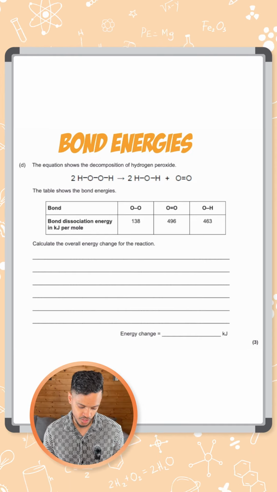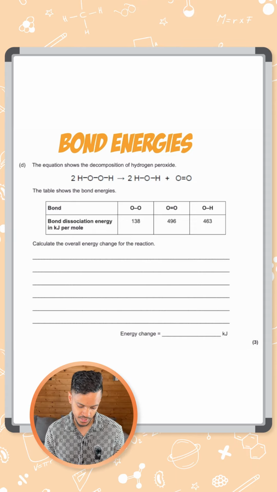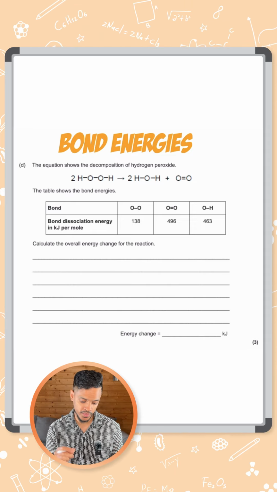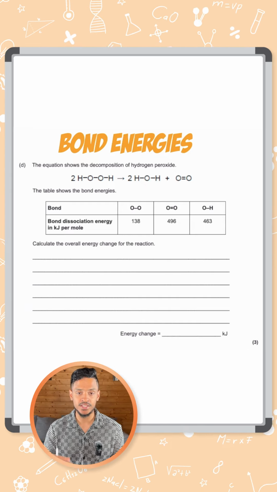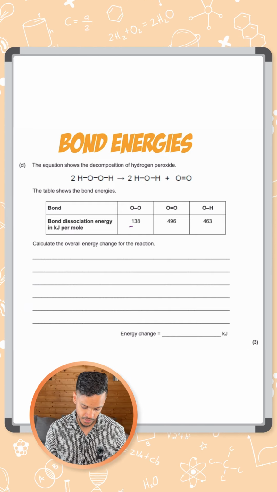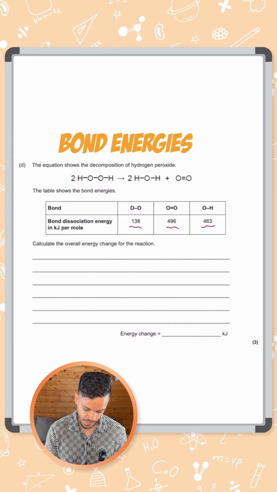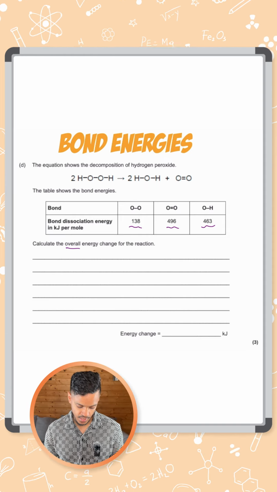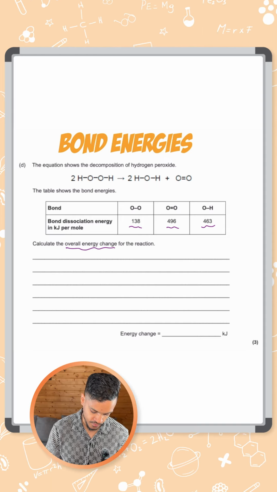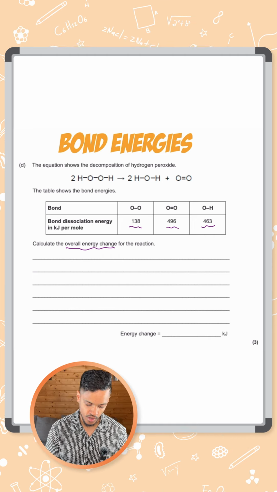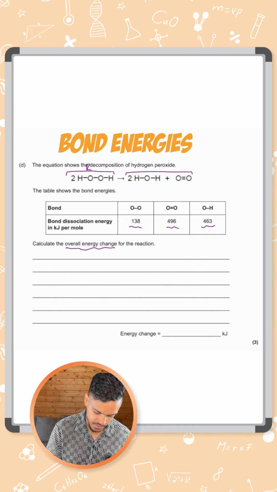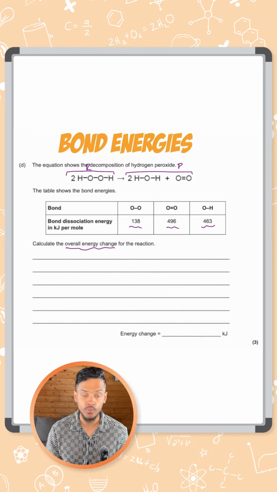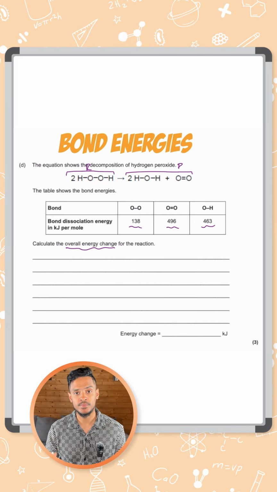It says the equation shows the decomposition of hydrogen peroxide, and we've got the equation here with the bonds shown. The bonds are those lines in between each of the symbols. And for each type of bond, we have the bond energies, and it asks us to calculate the overall energy change for the reaction. Overall energy change is always the reactants minus the products, or bonds broken minus bonds made.